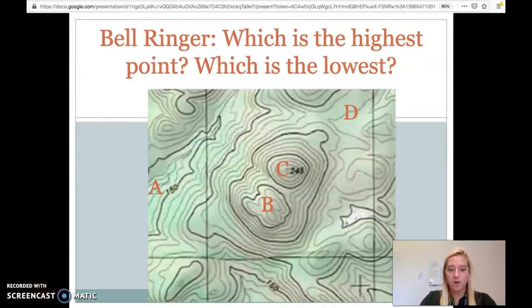So for the answer for your bell ringer, the highest point is actually point number C. The lowest point is actually point number A. So we're going to learn about topographic maps. It's the way to see in a 2D version 3D features such as valleys, mountains, depressions, lakes, rivers, and streams. So we're going to learn a little bit about them, learn how to read them, learn how to see what they tell us.